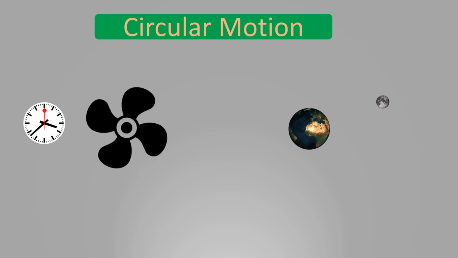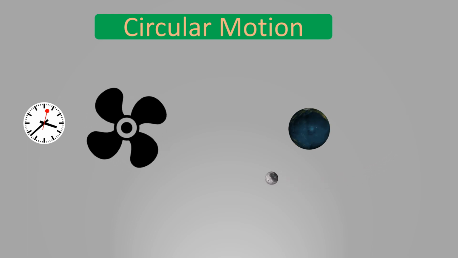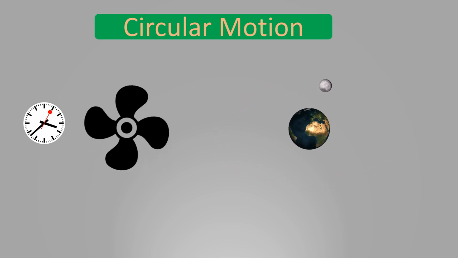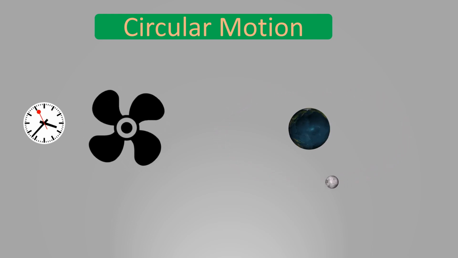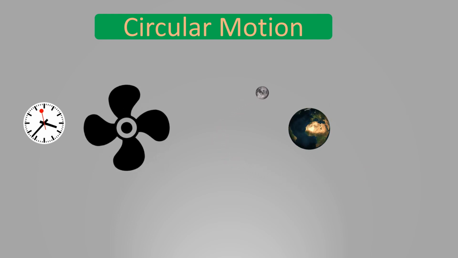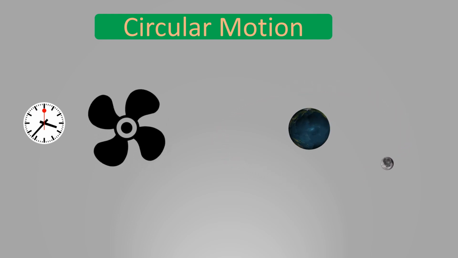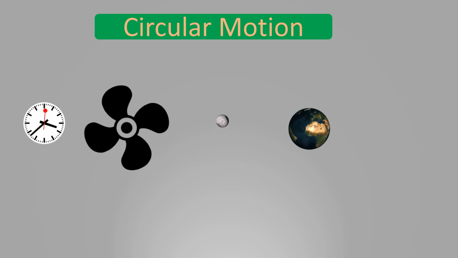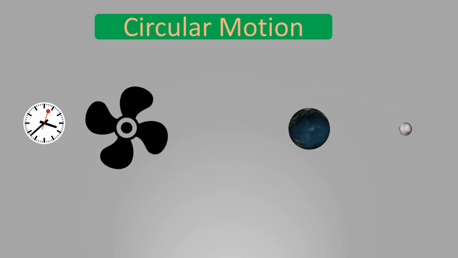This fan also rotates around a center of rotation, or axis of rotation. All the particles on this blade maintain the same distance from the center of rotation and move in a circular path. And take a look: one of the most beautiful examples of circular motion is our Earth and our Moon. Our Moon revolves around our Earth, maintaining the same distance from the Earth, because the Earth is at the center. And this is one kind of circular motion.